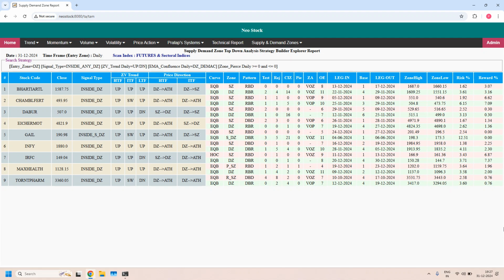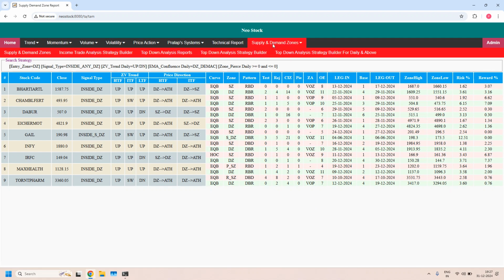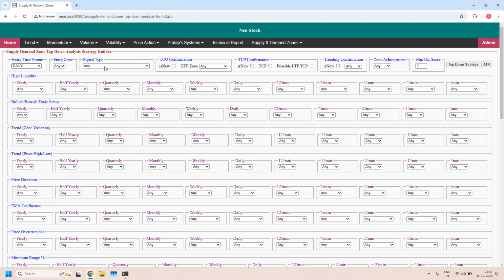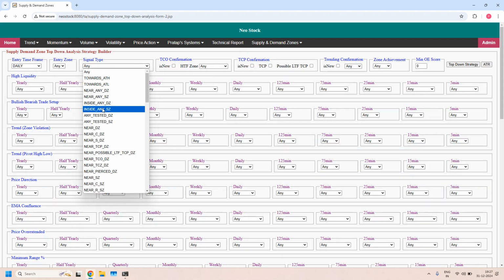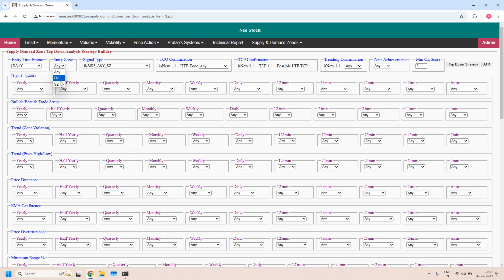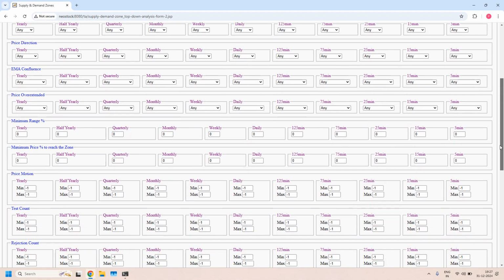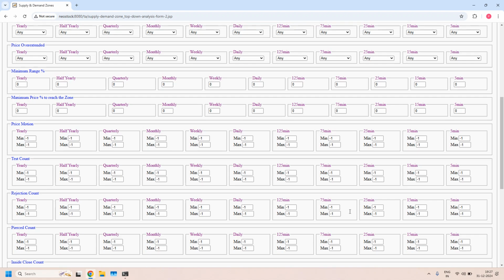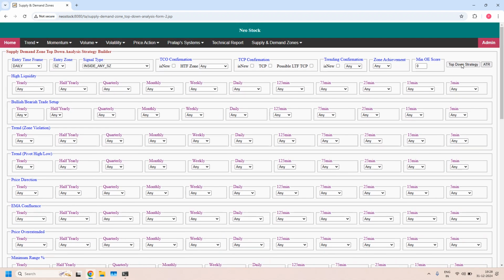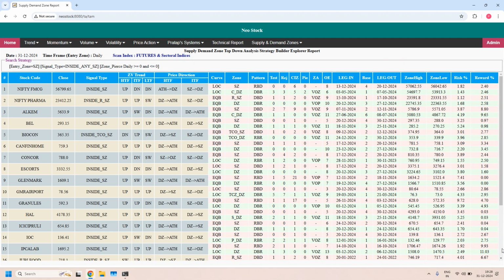Okay, next, daily time frame. Price closed inside the daily supply zone. These daily supply zones should not be pierced. So in the pierced count at daily time frame, I am setting minimum value 0, maximum value 0. Let's filter. So first 15 stocks in the list where price closed inside the daily supply zone. I am scrolling the list down.